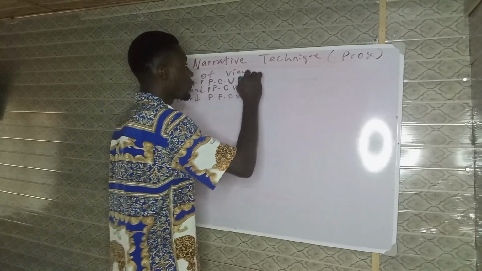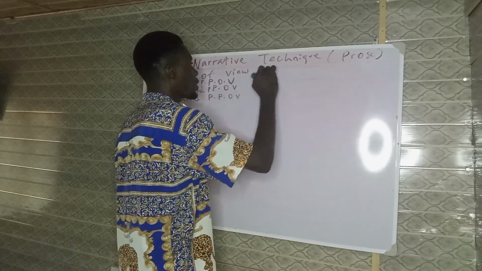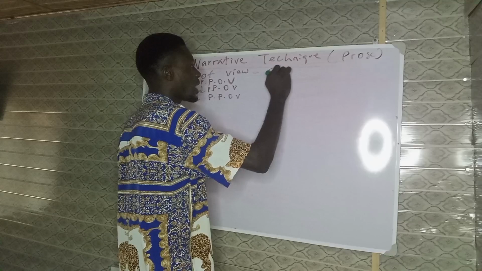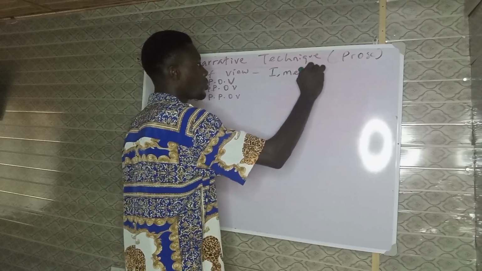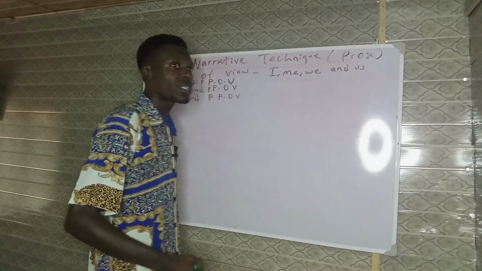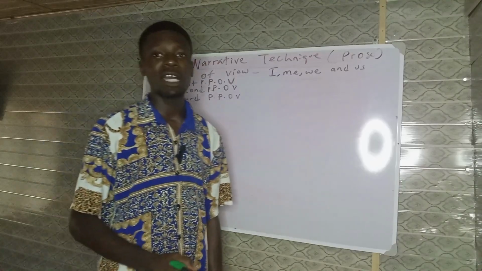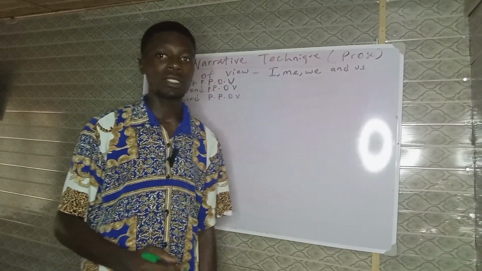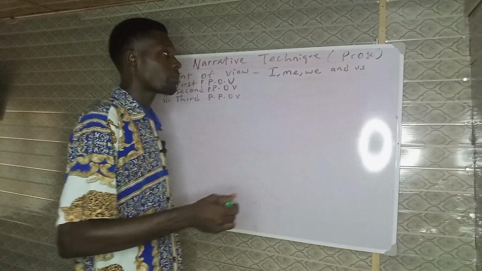In books that have first person point of view, you see the use of pronouns like I, me, we, and us. A very good example of this is Invisible Man by Ralph Waldo Ellison, right? It is written in the first person point of view.